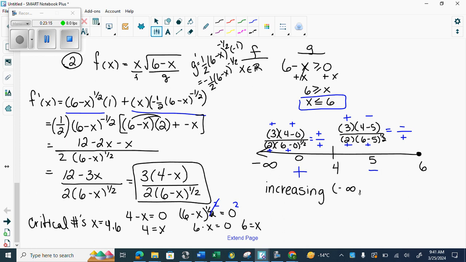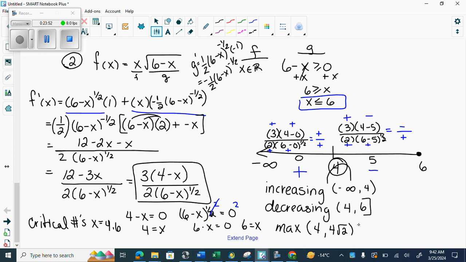So we have increasing from negative infinity to 4, and then decreasing from 4 to 6. Close bracket. So it's equal to the 6. And then we have increasing to decreasing. So what happens at 4? Maximum. At 4 comma what? What did you get when you plugged it back into the original? 4 root 2? Yeah. 4 comma 4 root 2. With the 4 being the x and then the 4 root 2 being the y.